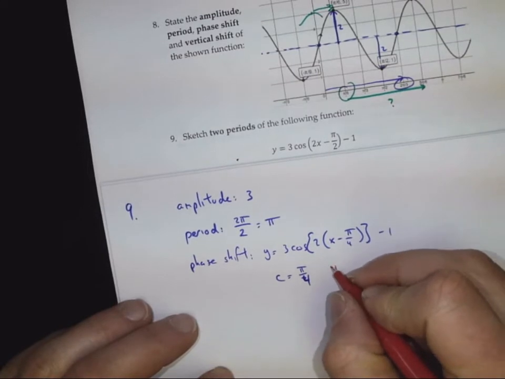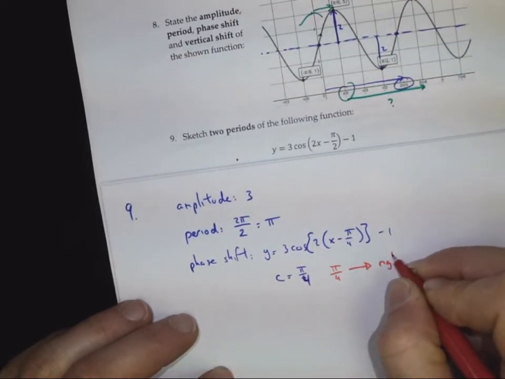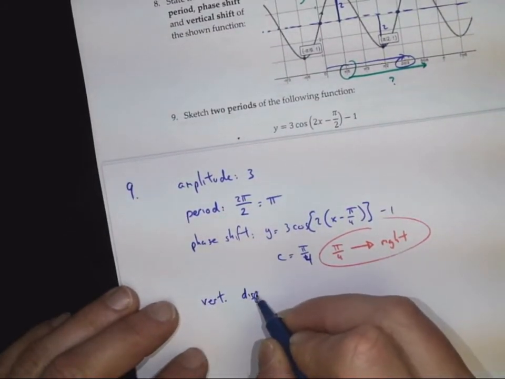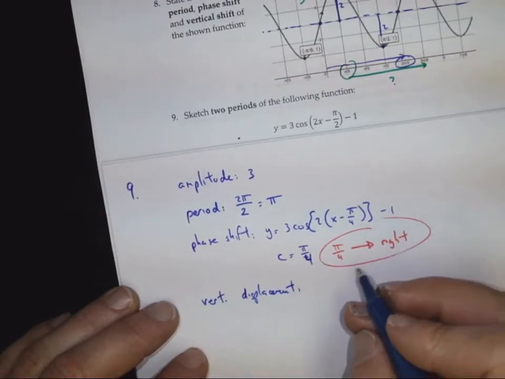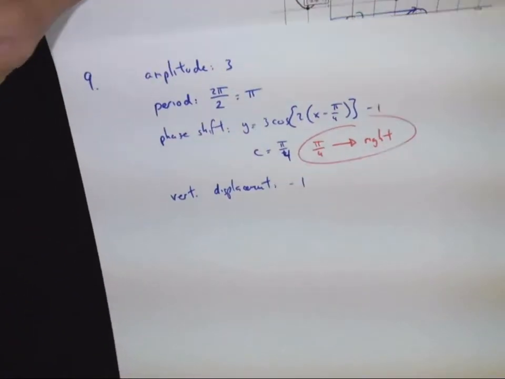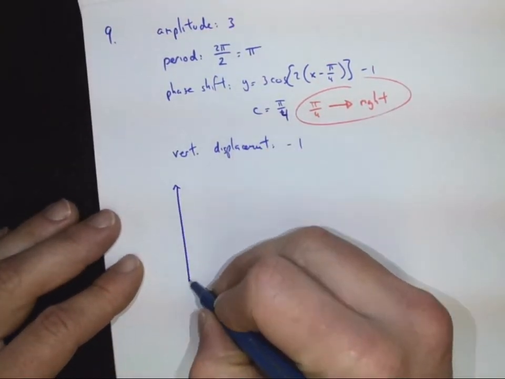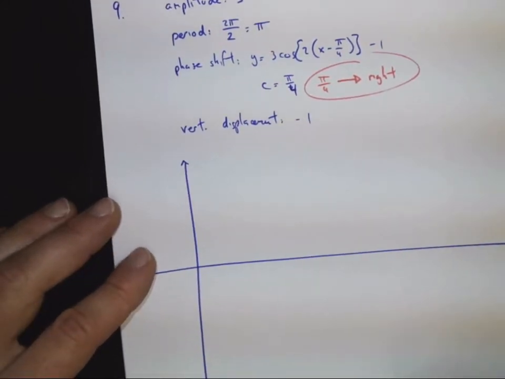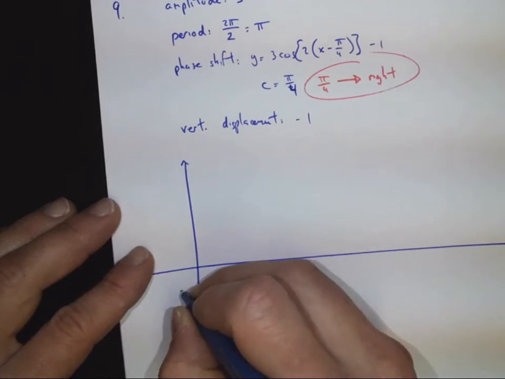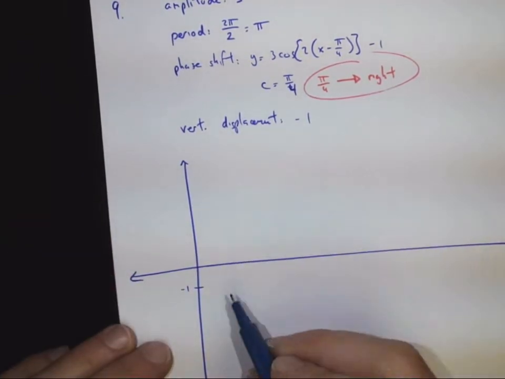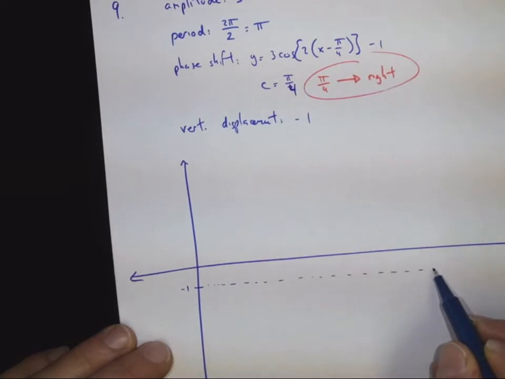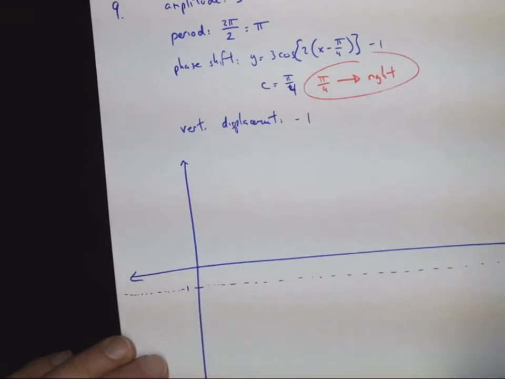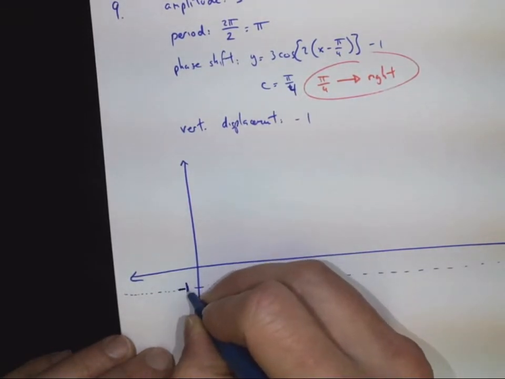And so that means we're going pi by 4 to the right. And lastly, our vertical displacement is -1. Okay, so I would start a question like this by sketching out an axis and labeling it up. So first thing I'm going to graph is the point -1. And that's my baseline, right? Because it's my vertical displacement. So I'm going to do a little dashed line there. It's not part of the graph, so I don't use a solid line. But it is helpful for me, so okay.